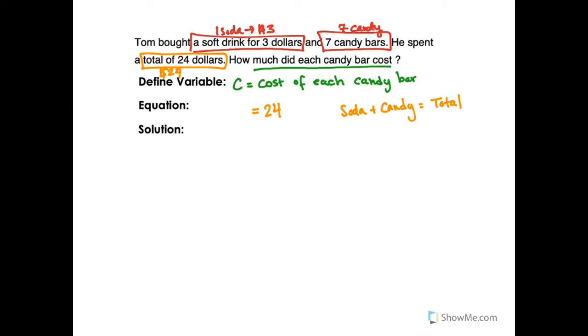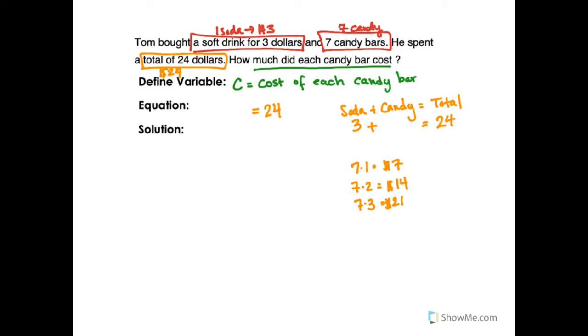Now I already know that he spent $3 on the soda, so that's a part of my equation. And I also know that he spent a total of $24. Now I know that he bought 7 candy bars, but I don't know how much he spent on all the candy bars. If each candy bar costs $1, then I would do 7 times 1 to give me 7 bucks. If each candy bar costs $2 instead, I would do 7 times 2 to give me $14. If it costs $3, I would do 7 times 3 to give me $21. And I can go on and on in this pattern.